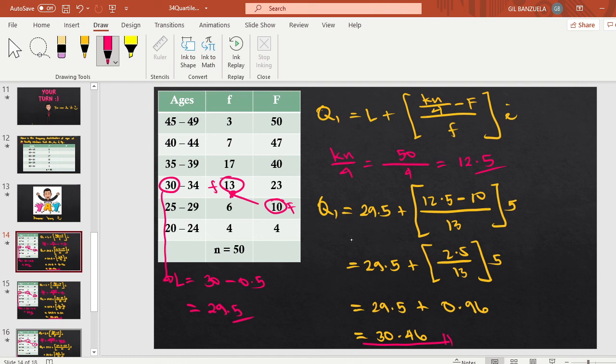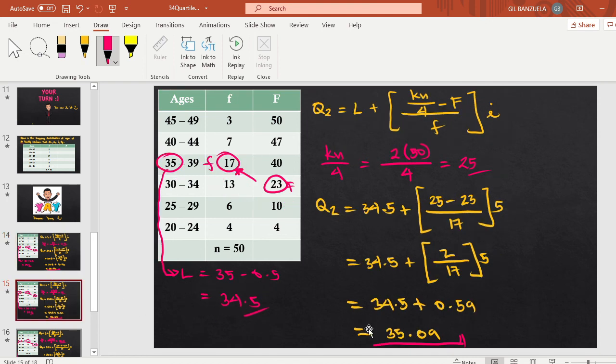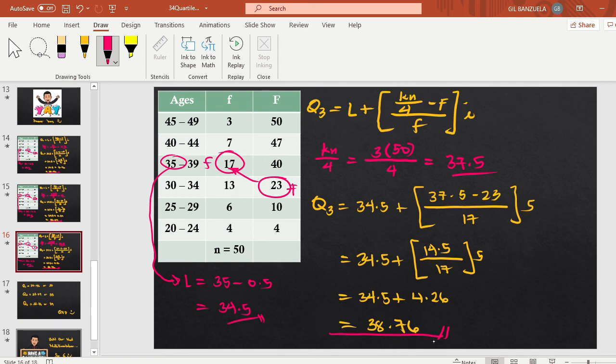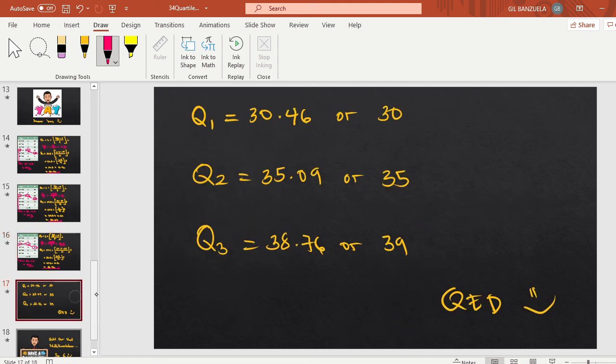So, for quartile 1, that is located at the 30th position. For quartile 2, it is located at the 35th position. And for quartile 3, it is located at the 39th position. Okay, so therefore quartile 1 is on the 30th, quartile 2 is on the 35th position, and quartile 3 is on the 39th. So I hope you got all these answers correctly.